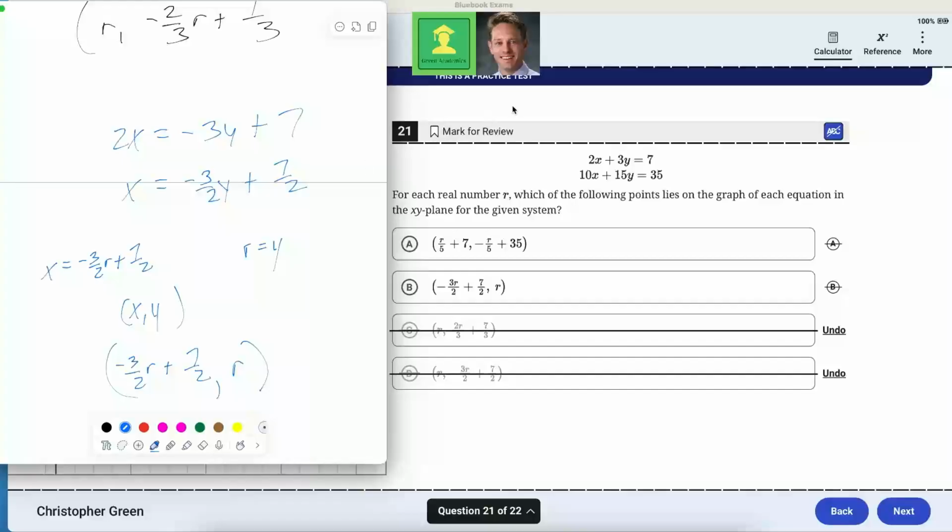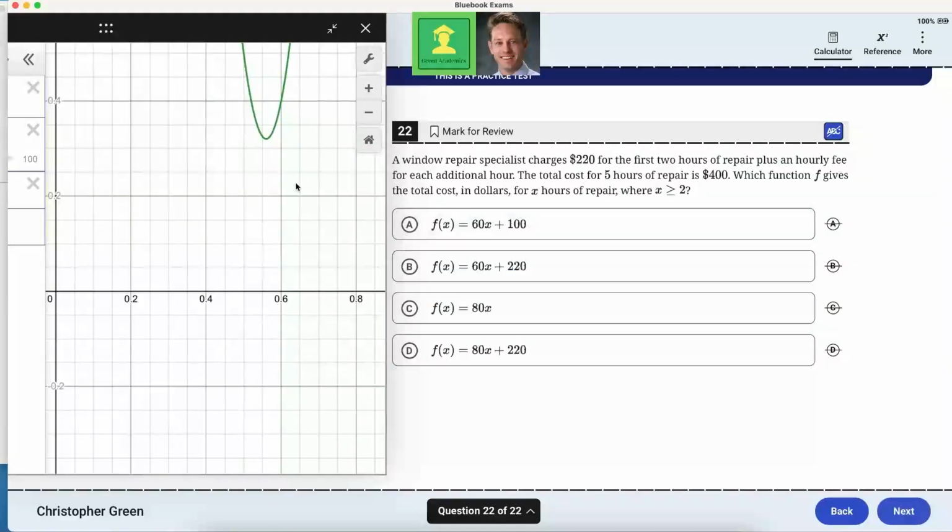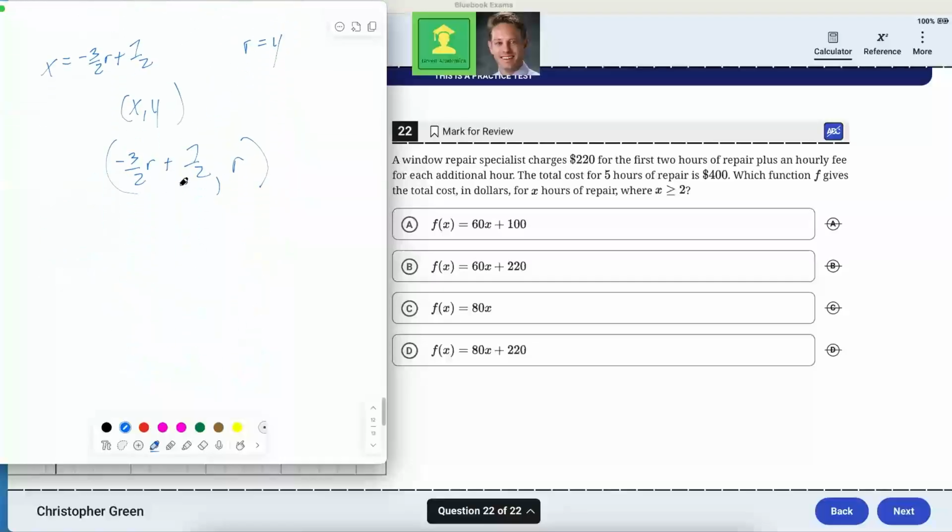These are the last couple very advanced questions that you get at the end of the second math section, having gotten all of the first math section correct. What's the very last one going to be? Oh, yeah, it's one of these. Okay. Charges $220 for the first 2 hours of repair, plus an hourly fee for each additional hour. Total cost of 5 hours repair is $400. Which function f gives the total cost in dollars for x hours of repair, where x is greater than or equal to 2? Well, a lot of people are accidentally inclined to say it's 220 plus something, but I'm guessing it's actually not that.